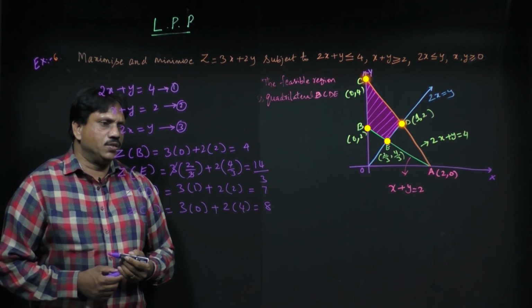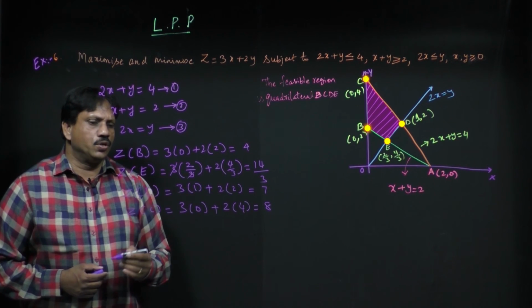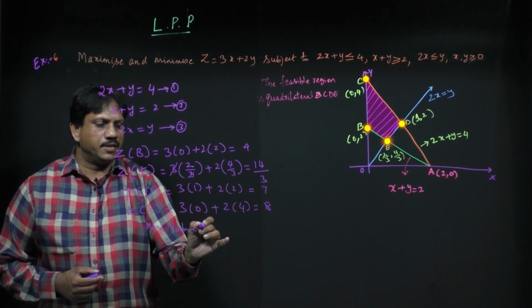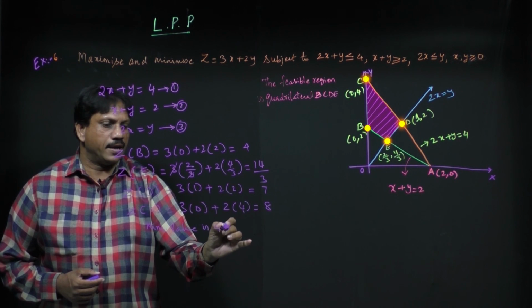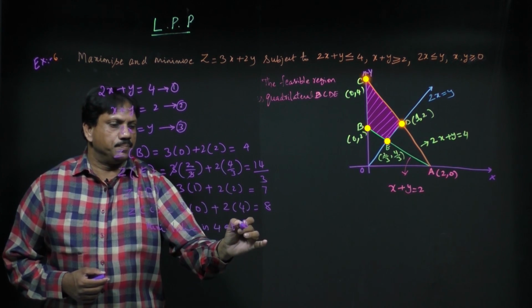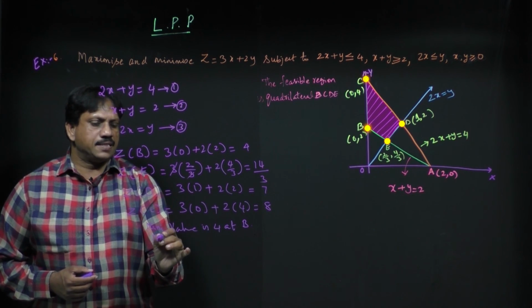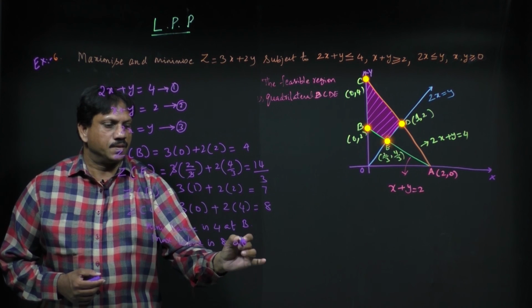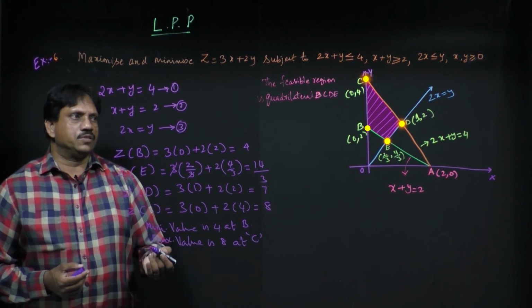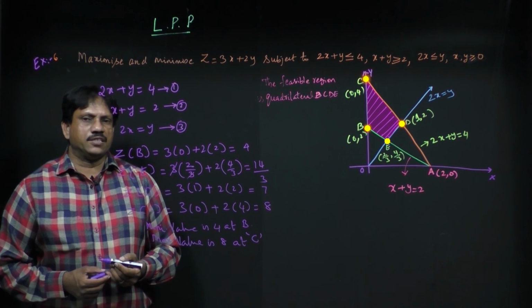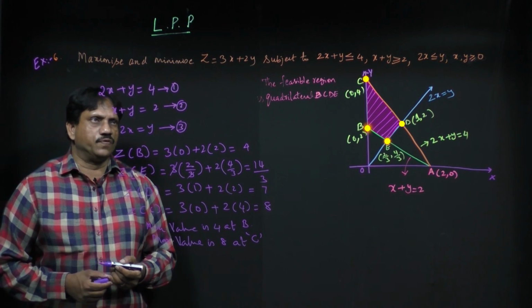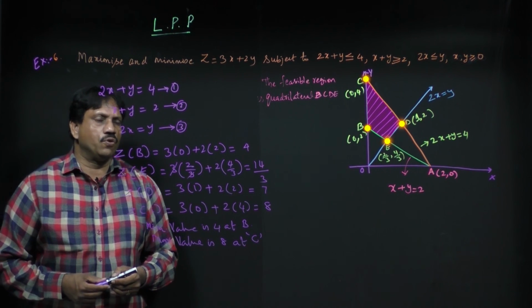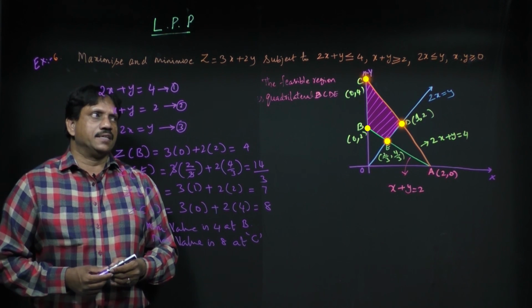Now out of all of these, what is the least value? The least value is 4. So I get the minimum value 4 at B. And you get the maximum value 8 at C. So this is the way of calculating the maximization as well as minimization of the given objective function z equal to 3x plus 2y under constraints 2x plus y less than or equal to 4, x plus y greater than or equal to 2, 2x less than or equal to y.